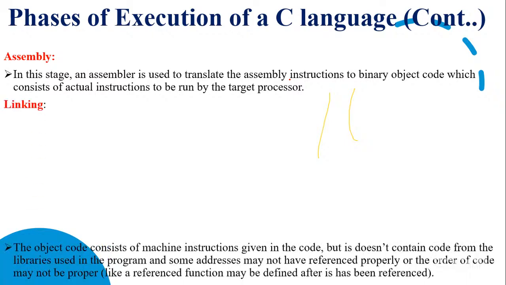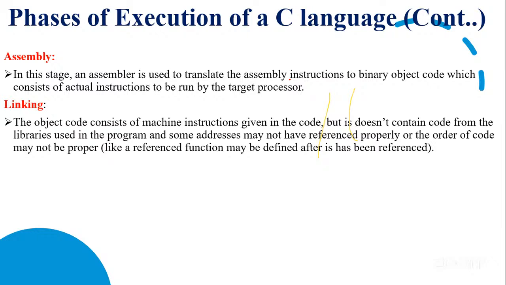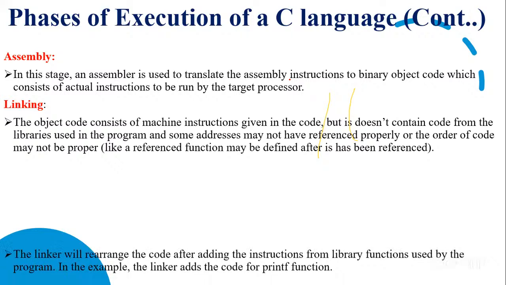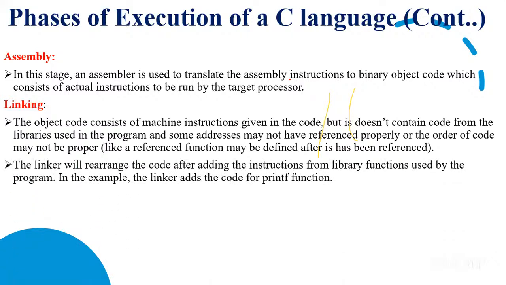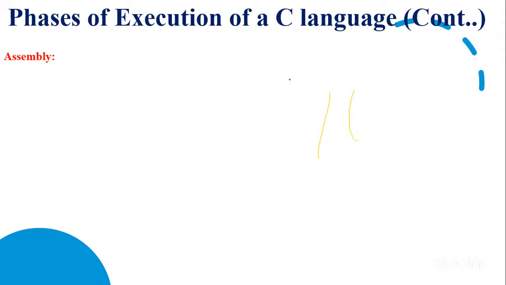And the next one, linking. The object code generated by the assembly level. At the assembly stage, object code or binary code will be generated. In this linking stage, the object code consists of machine instructions given to the code, but it does not contain the code from the libraries. The linker will rearrange the code after adding the instructions from library functions used by the program. So this is what will be done.